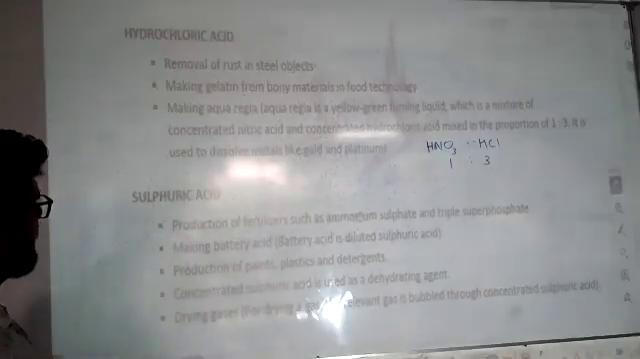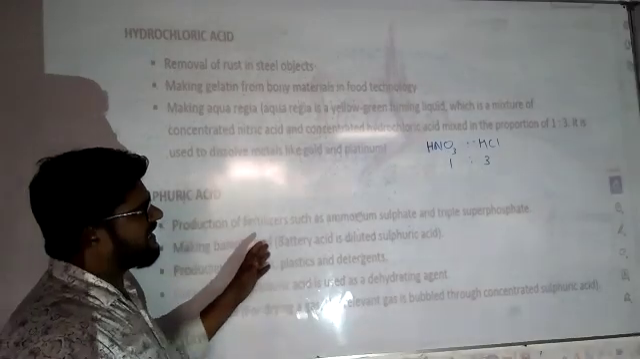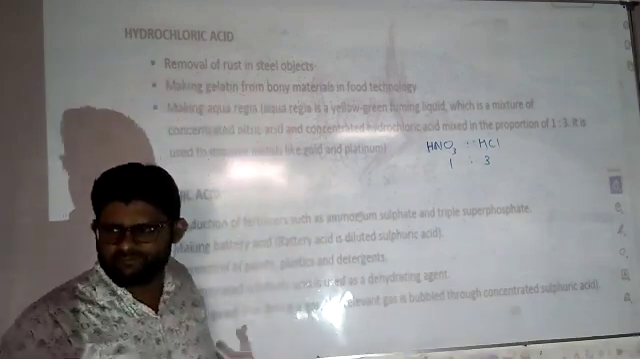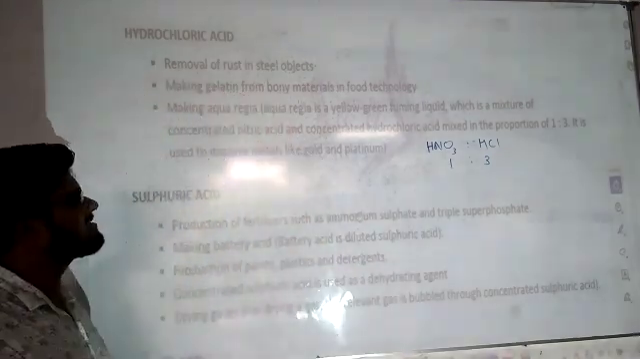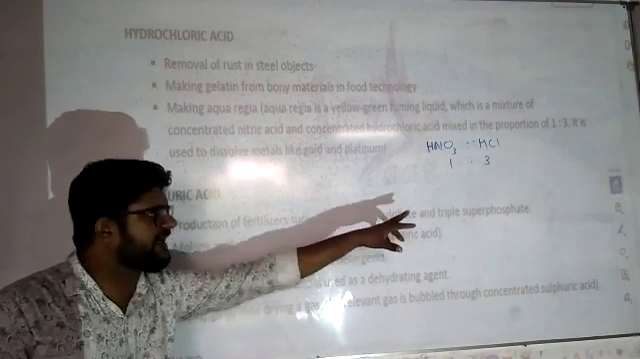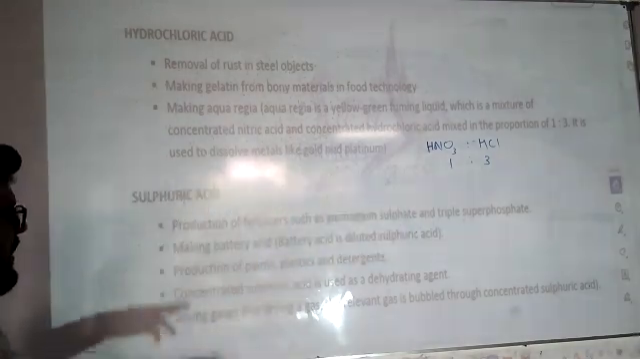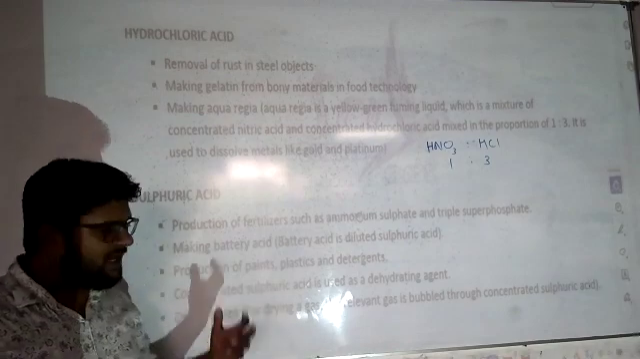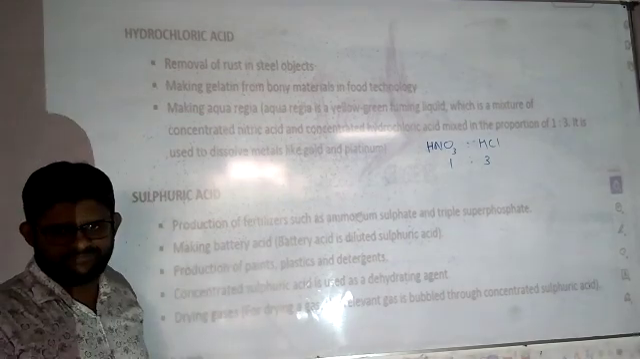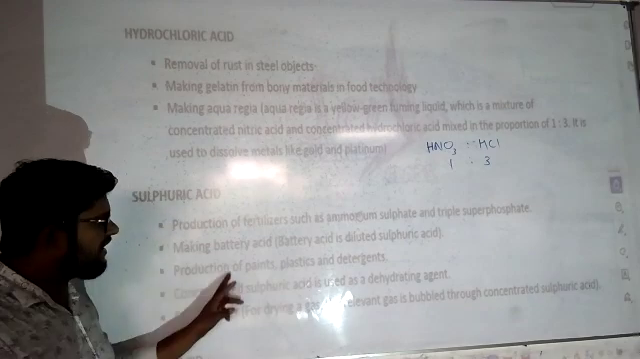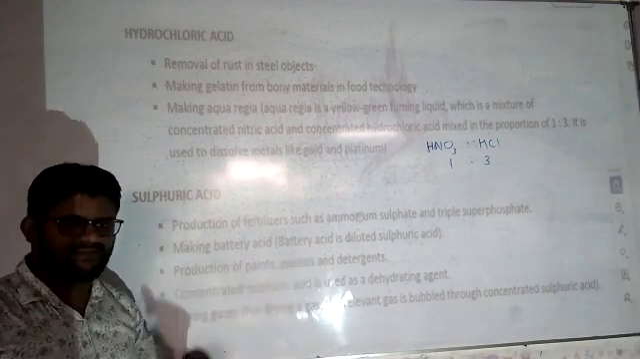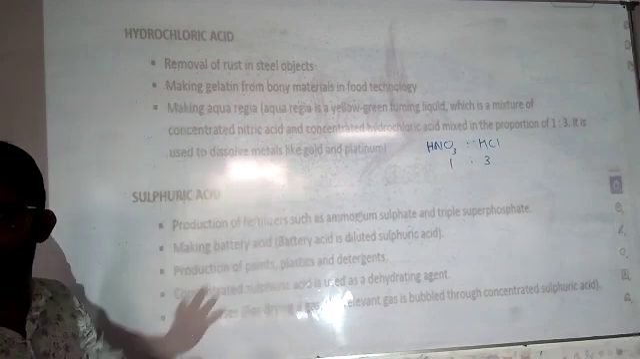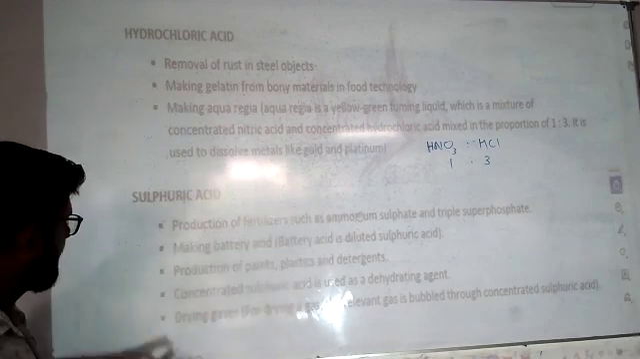Right? And sulfuric acid: production of fertilizers such as ammonium sulfate, where sulfate is present. Ammonium sulfate, ammonium triple superphosphate. And making battery acid: car batteries using lead acid accumulators also contain sulfuric acid. And production of paints, plastics, detergents; there we need sulfuric acid. What happens industrially we don't discuss here, only as an example.